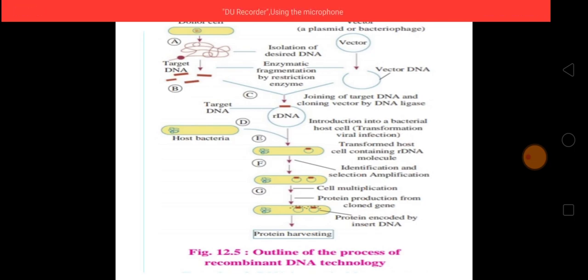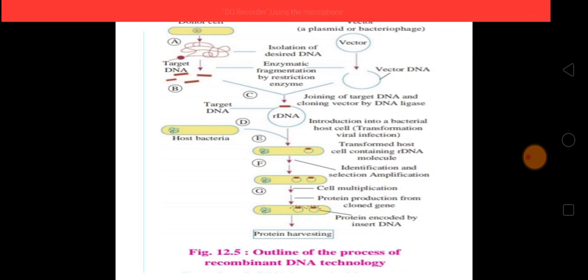So the next step is insertion of the desired gene into a cloning vector or vehicle. The cloning vector is the plasmid. They are isolated from the E. coli bacteria and are also cut with the help of restriction endonuclease enzyme, and the desired gene is inserted into a cloning vector of bacteria or bacteriophages like lambda phage or M13. The most commonly used plasmid is pBR322.